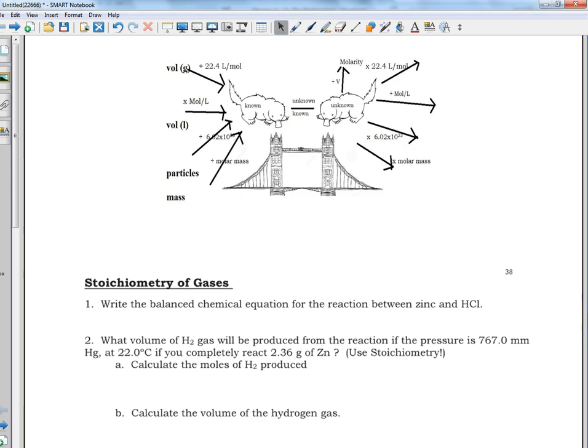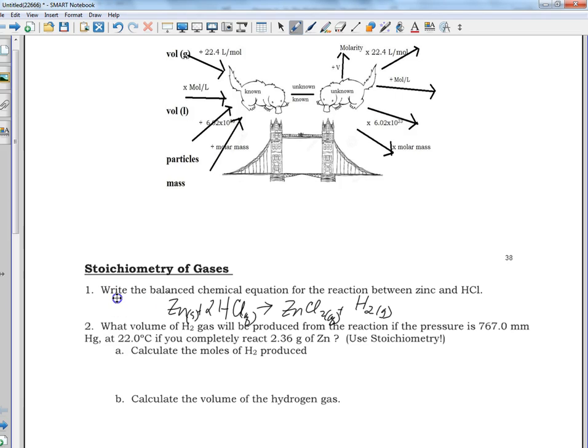First, we need a balanced equation for zinc plus hydrochloric acid. Zinc plus hydrochloric acid gives us zinc chloride and hydrogen gas. All right, now we need to balance that. We would need 2 hydrochloric acids in order to balance that. What is our known that's given in the next problem?